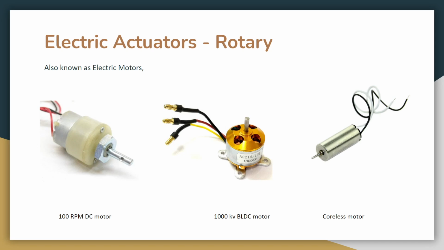Usually kV ratings can go up to 2500 to 2700 kV also. Those motors are extremely fast. The RPM is so huge that it affects the torque they can develop. BLDC motors are very commonly used on drones, quadcopters, hexacopters, etc. Suppose I want to put a propeller on this motor.